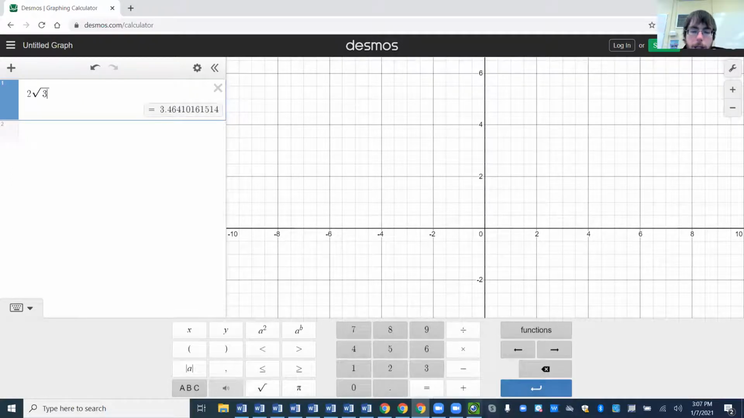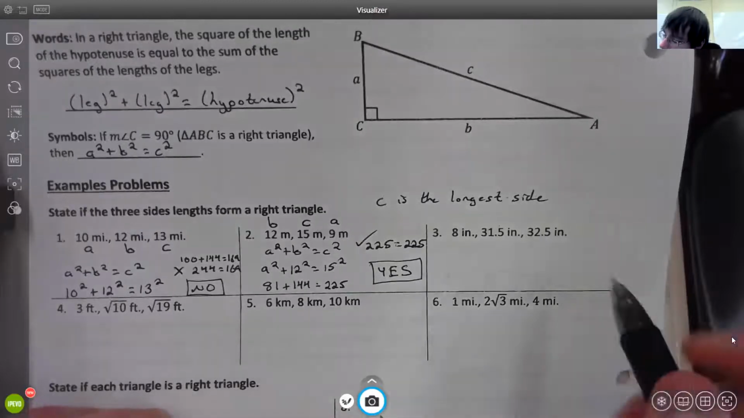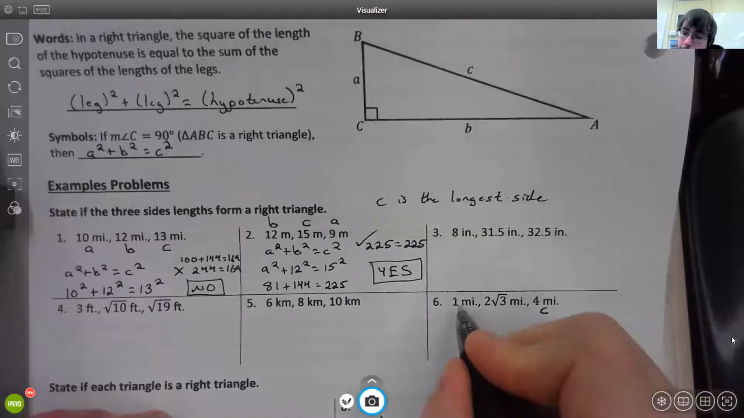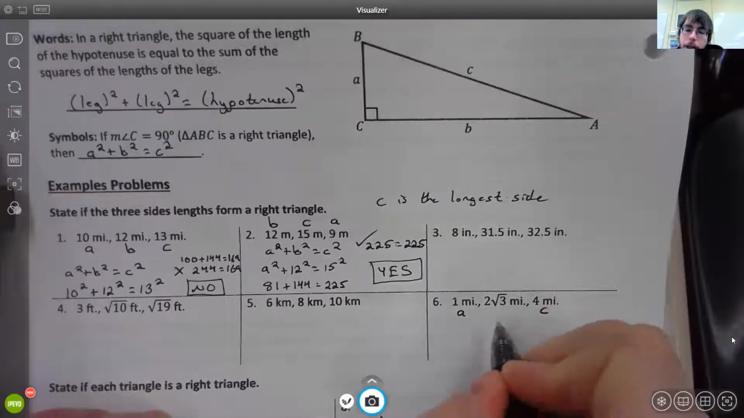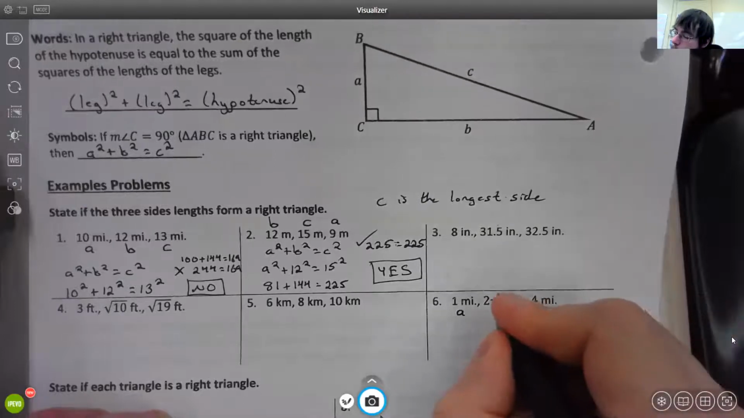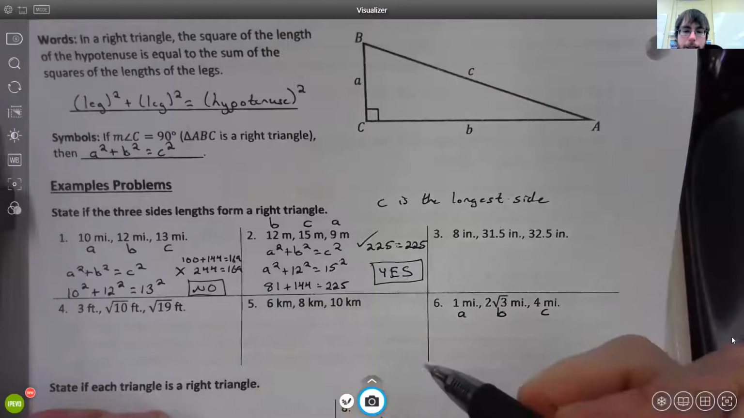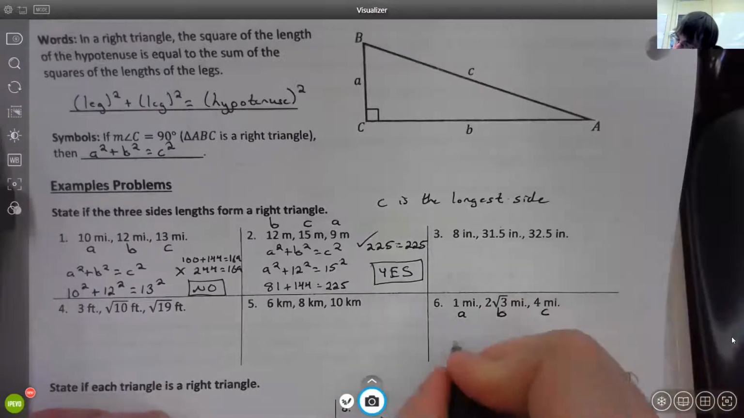So when we want to label this, we would say that our largest side is 4. So we're going to label that as C. Our next largest, or sorry, our smallest is 1. So we're going to label that with A. And we're going to label 2 root 3 with B. Just like the other two that we did, this has to satisfy A squared plus B squared equals C squared.